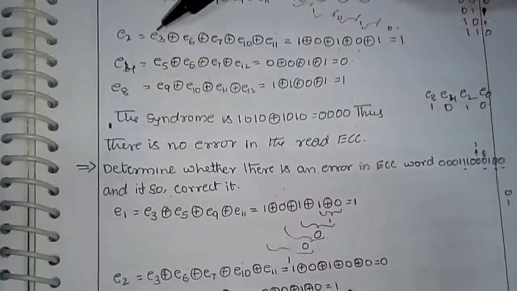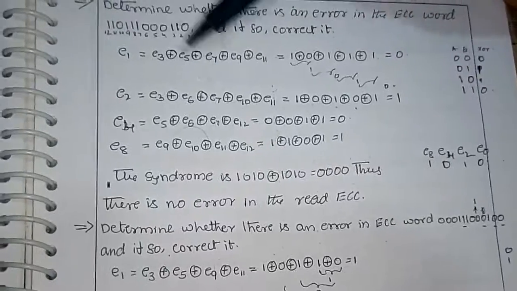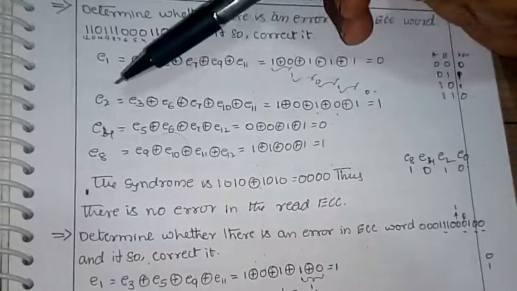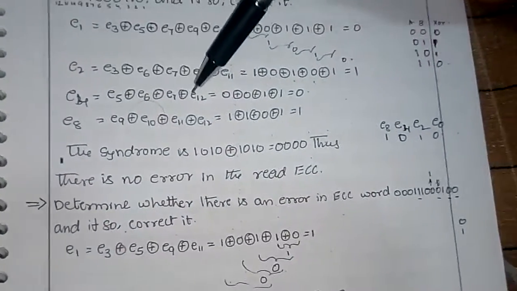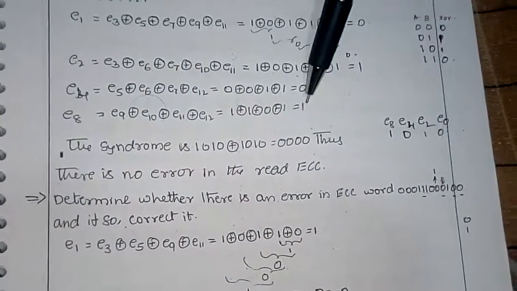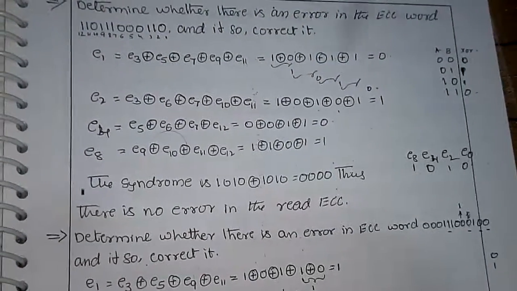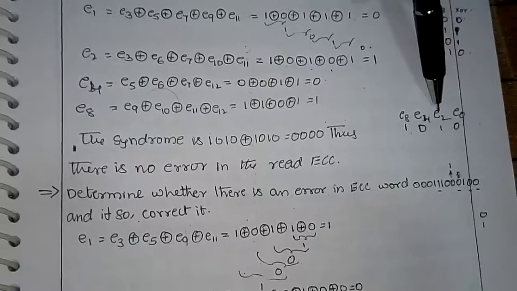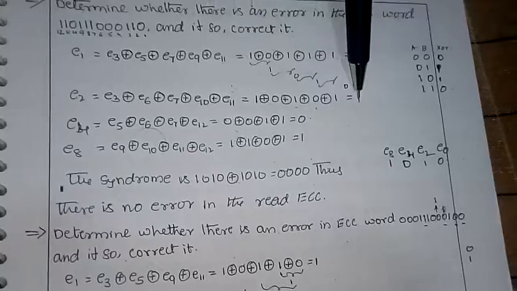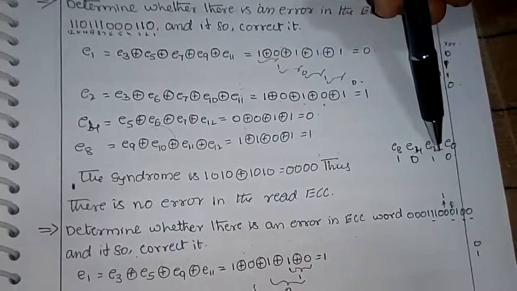E2 uses the formula we generated earlier. The corresponding values are placed here, and we get the answer 1. E4 corresponding value is 0. E8 corresponding value is 1. Once we have the values, I write E1, E2, E4, E8, meaning 0, 1, 0, 1. We place that here.